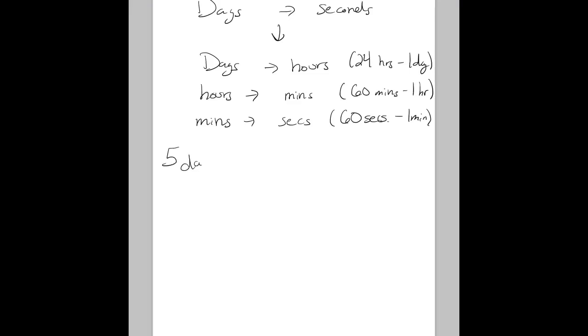We would go 5 days, and in every 1 day, because remember they need to be opposite of each other in order to cancel out days, because we need our answer to be in hours, there are 24 hours. What we want goes on top of our conversion fraction. That's going to give us an answer.